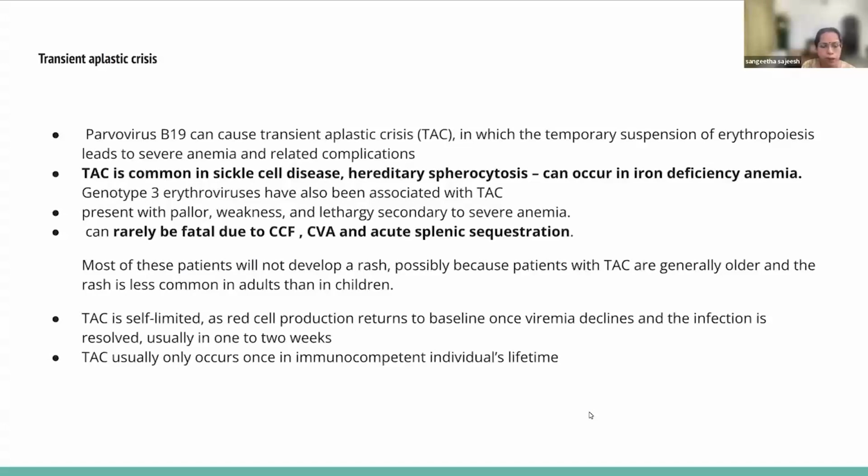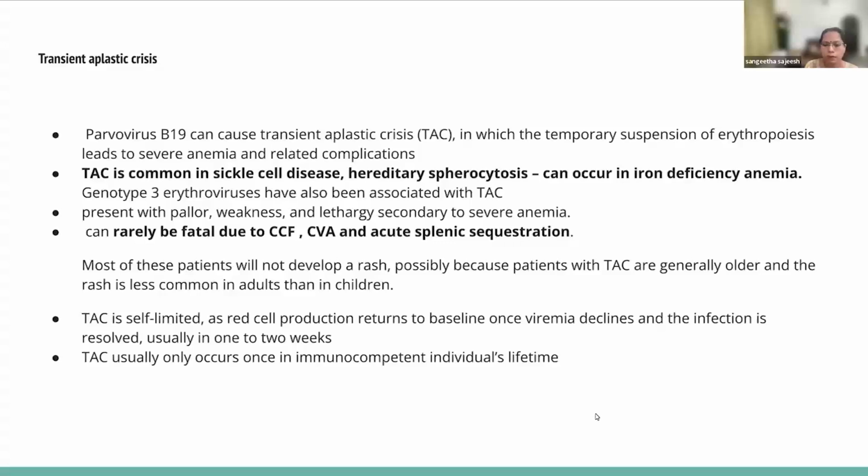So transient aplastic crisis, which is a temporary suspension of erythropoiesis, can occur in sickle cell disease, hereditary spherocytosis, and sometimes in iron deficiency anemia also. And it is more common with genotype 3 of erythroviruses. Patients can present with pallor, weakness, lethargy. It can be rarely fatal also, leading to cardiac failure, CVA, and acute splenic sequestration, etc.